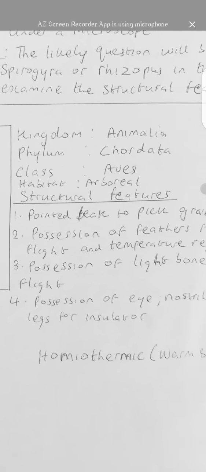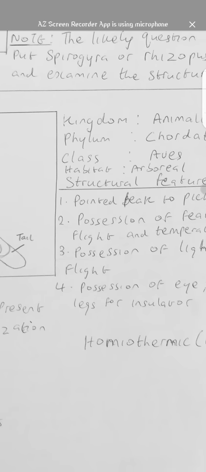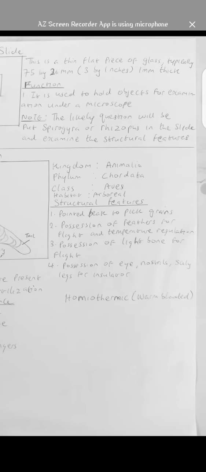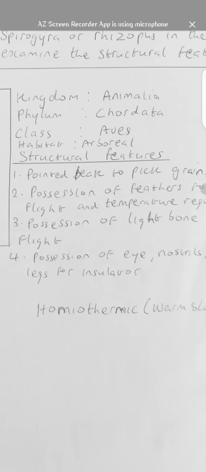Now they might ask you to give similarities or differences between toad and birds. The similarities is that they are both oviparous. They both lay eggs, the young ones hatch. They are both vertebrates. They are chordatas. All right. So that's basically the similarities. So let's look at the structural features of a bird.